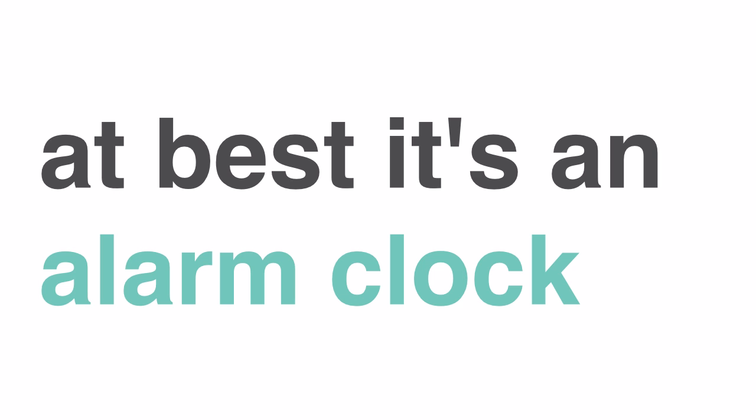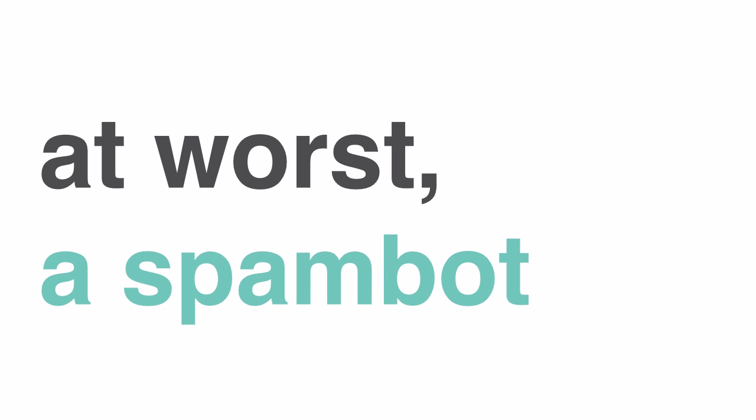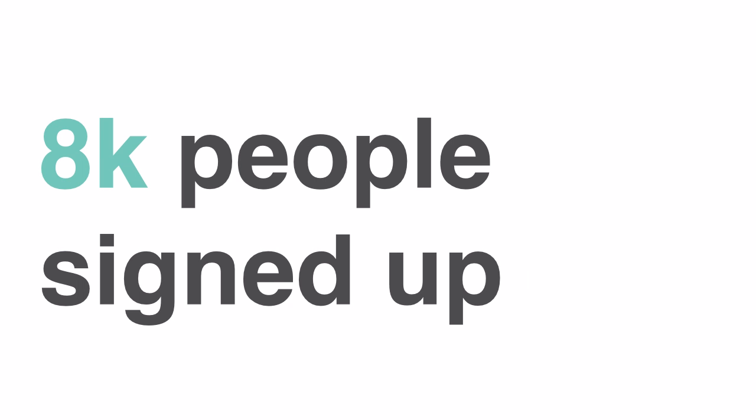So at best, it's like an alarm clock where you set it and you get a reminder, and at worst, it's a spam bot because you could put in your friend's email address 100 times and they'd get 100 emails from the city of Denver. But nonetheless, 8,000 people signed up for this. 8,000 people went to a computer after getting a ticket, put in their email address, and said, I would like to get a notification. Wait, I have to go outside.